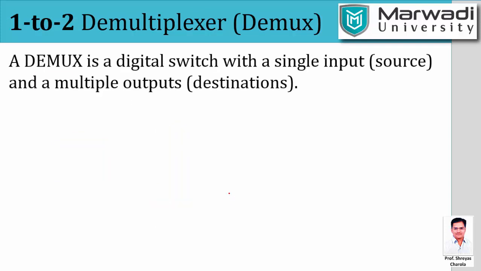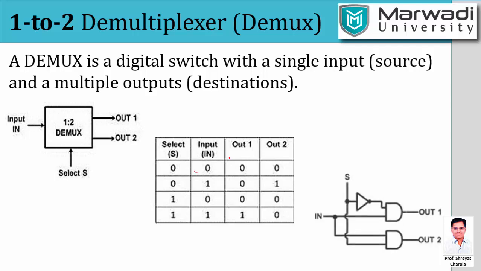Let us talk about the 1 cross 2 demultiplexer. Another name for the demultiplexer is demux. A demux is a digital switch with a single input and multiple outputs. Same as what we saw in the multiplexer, it's a 1 cross 2 raised to n, and what should the selection lines be?